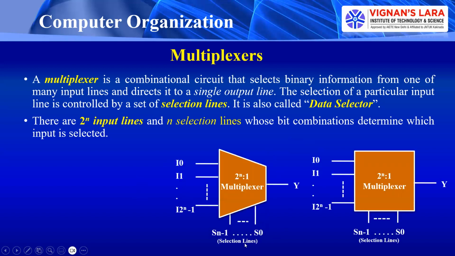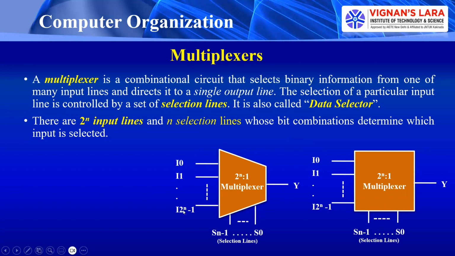See here, friends, this is a multiplexer block diagram. It has 2 power n inputs and one output. My inputs are I0, I1, and so on up to I 2 power n minus 1. That means the total number of inputs is 2 power n. Y is the output. The number of selection lines here is n, because the selection lines start from S0 and end with Sn minus 1.